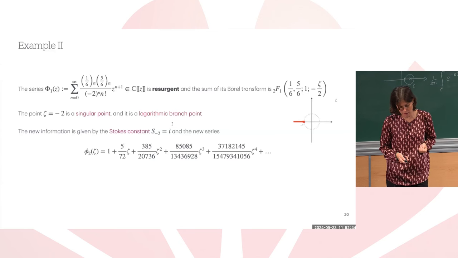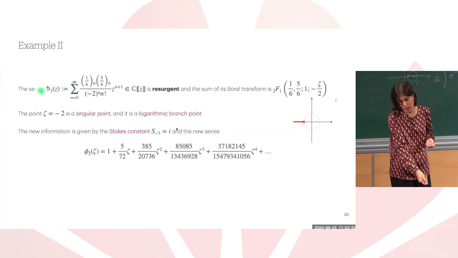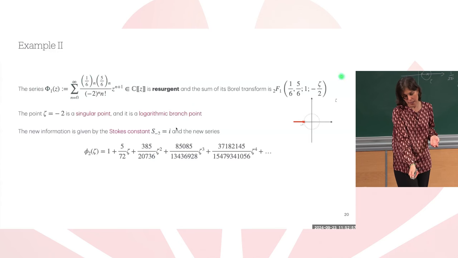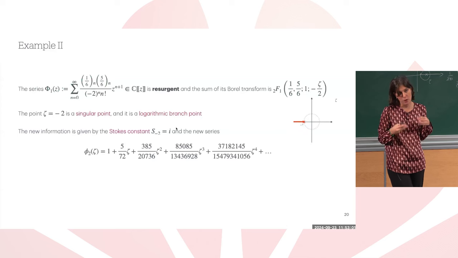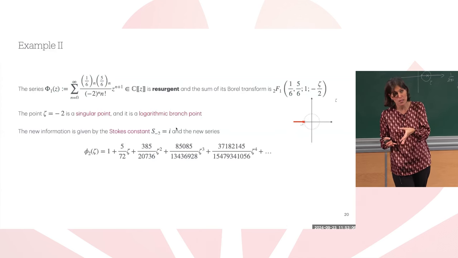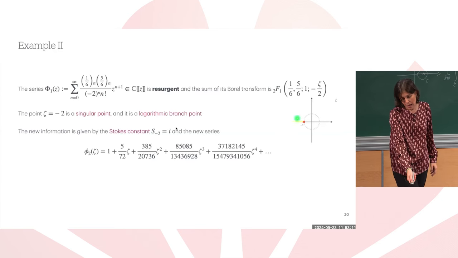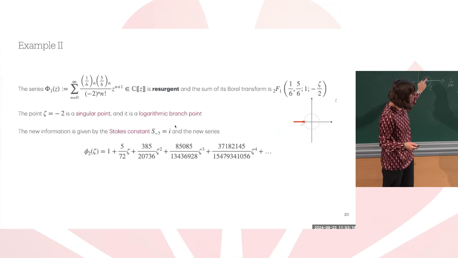And we have already seen part of it. So again, this is the series I was writing at the beginning. Now I call it capital phi 1. Again, it's resurgent because we know that after we take the Borel transform, we get this hypergeometric function. And now, as we were seeing before, there was a logarithm appearing when we look at the singularity. So this means that the type of singularity is not a simple pole, it is what we call a logarithmic branch point. And that's why now I'm drawing this red line to say that there is really a cut. We can't do this loop like that.